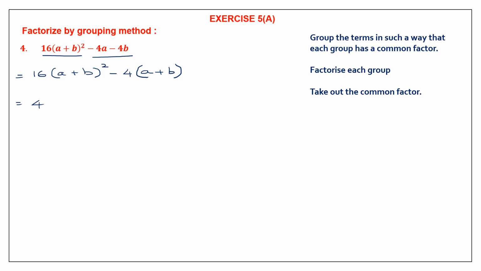We're taking out the common factor, remember. Now here we have a plus b the whole square. That is a plus b into a plus b. And here we already have one a plus b. So we can take out a plus b as the common factor. So a plus b, this is the common factor. So what have we done here? How did we get this? We looked at these two terms and we factorized it by taking out the common factor.